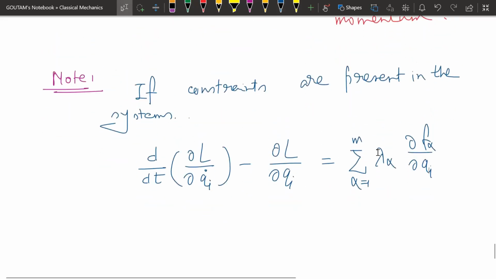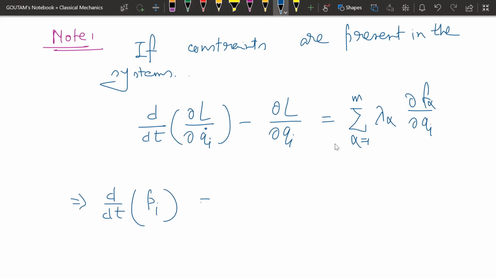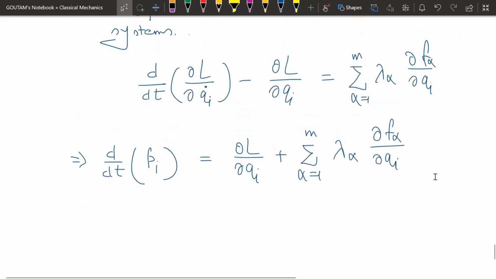So in that case, we can also write this equation like d/dt of p_i, which is the canonical momentum corresponding to the coordinate q_i, equals ∂L/∂q_i plus sum over α equal to 1 to m, if we have m number of constraint equations, times λ_α into ∂f_α/∂q_i.